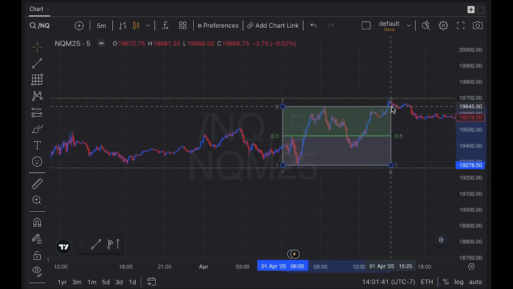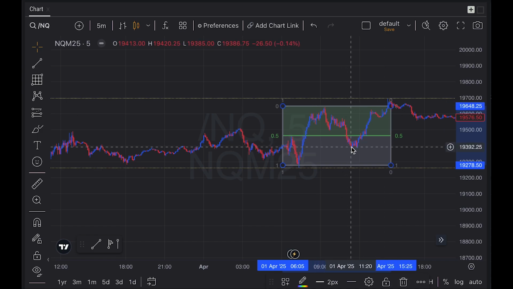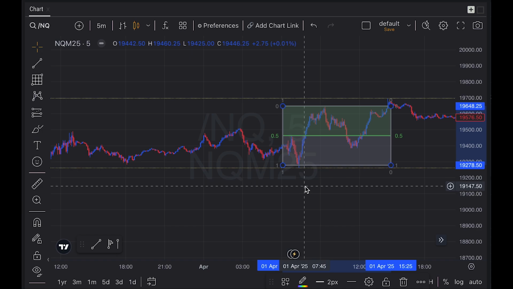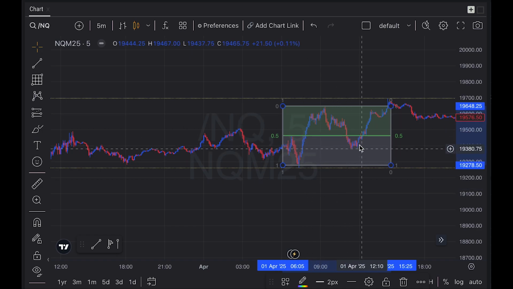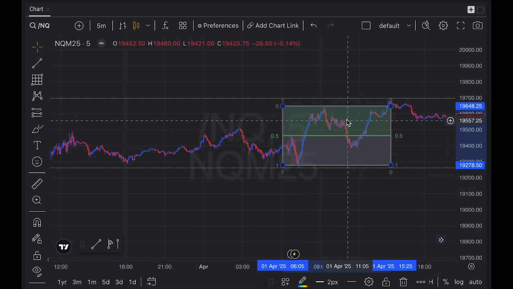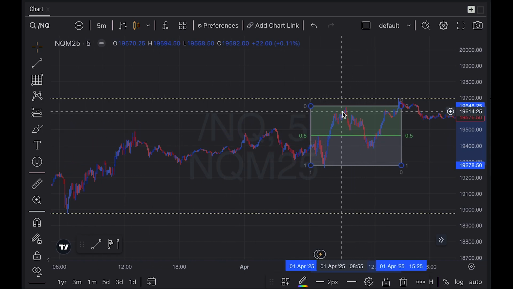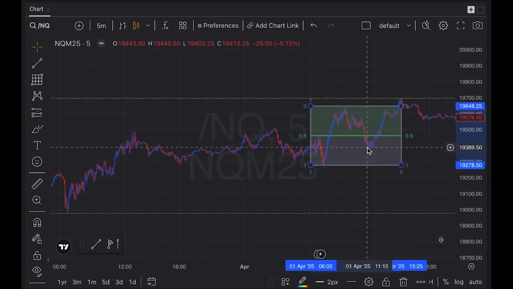And what can we see? We can see price moves into this discounted price range before pushing back up. You can think about equilibrium as anything below or above 0.5 is liquidity for the market, where banks or retail traders are going to fill their orders. So they let price fall into this level sometimes and then move back up.